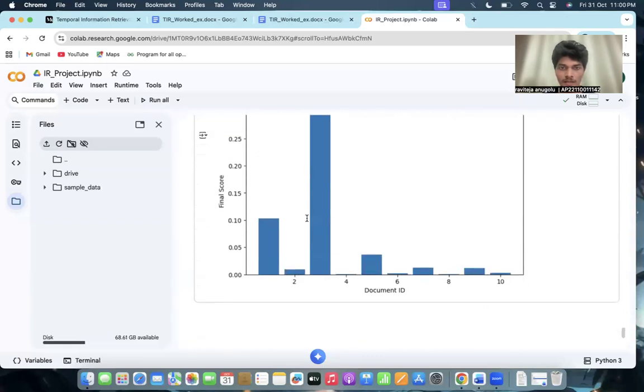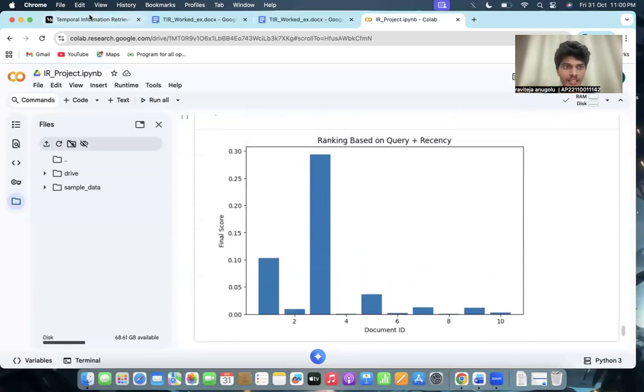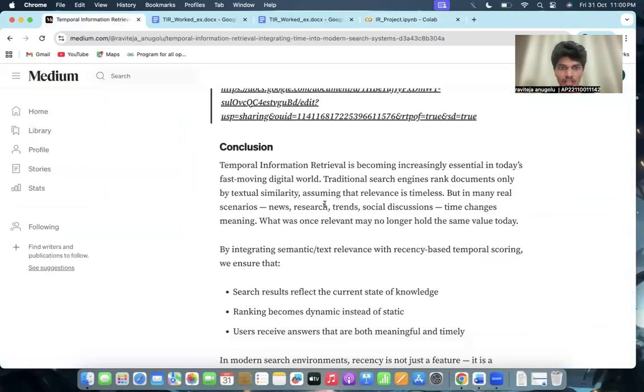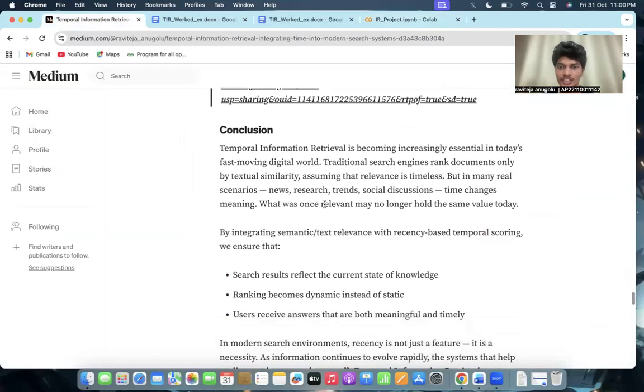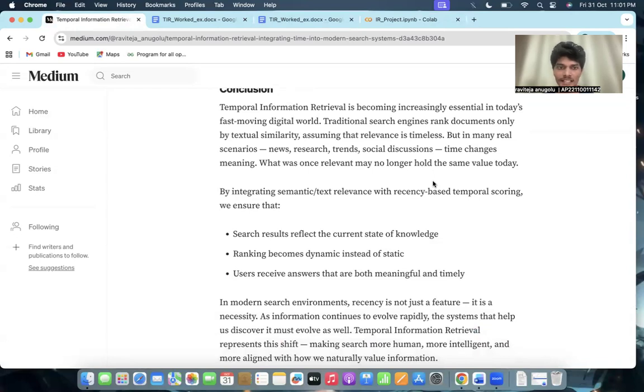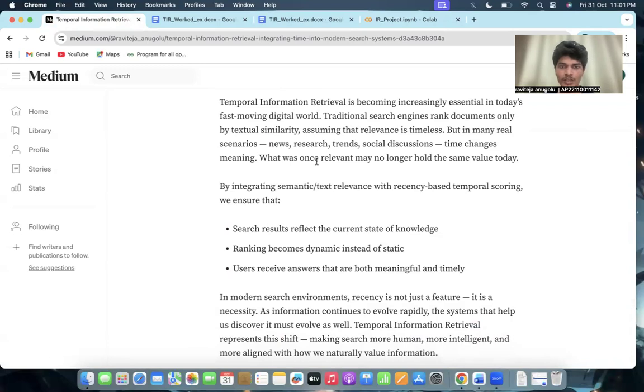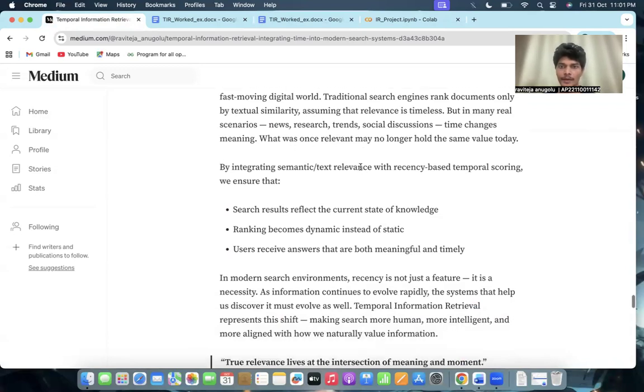This is how the temporal information retrieval system works. To conclude, the temporal information retrieval system is becoming increasingly essential in today's fast-moving digital world. Traditional search engines rank documents only by textual similarity, assuming that relevance is timeless. But in many real scenarios, such as news and research, time changes meaning. What was once relevant may no longer hold the same value today.